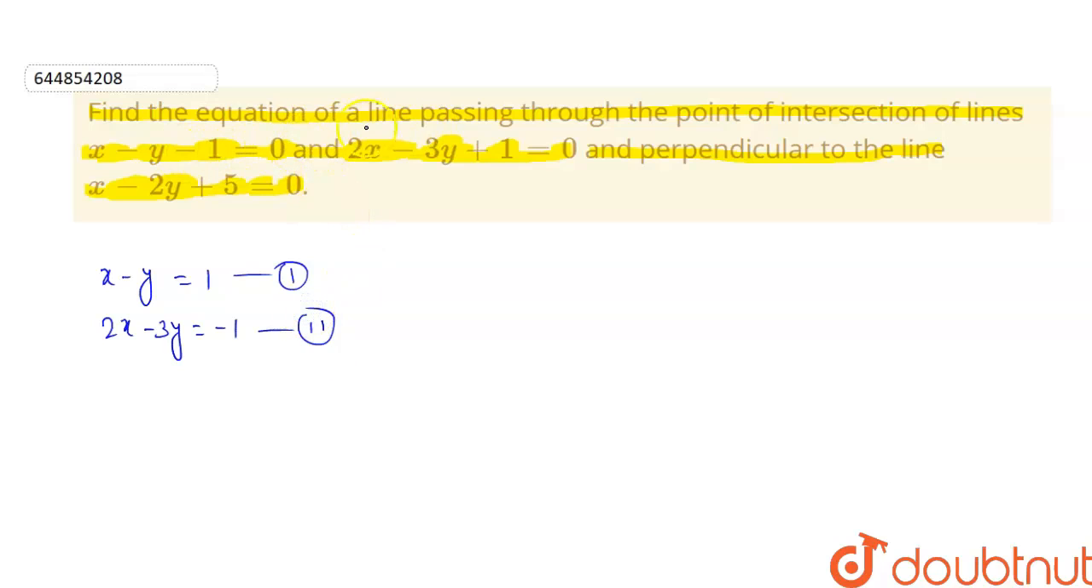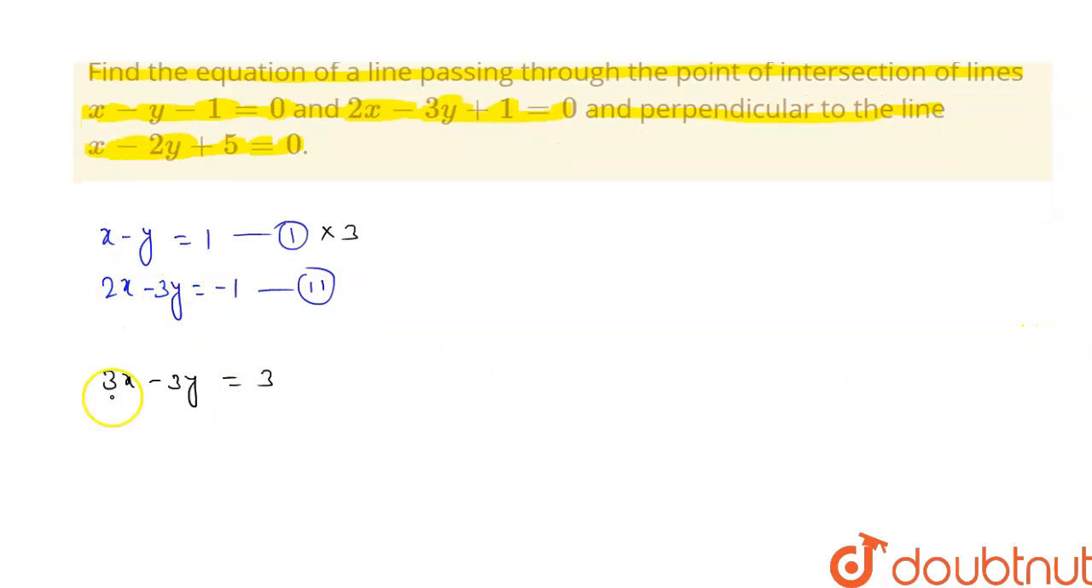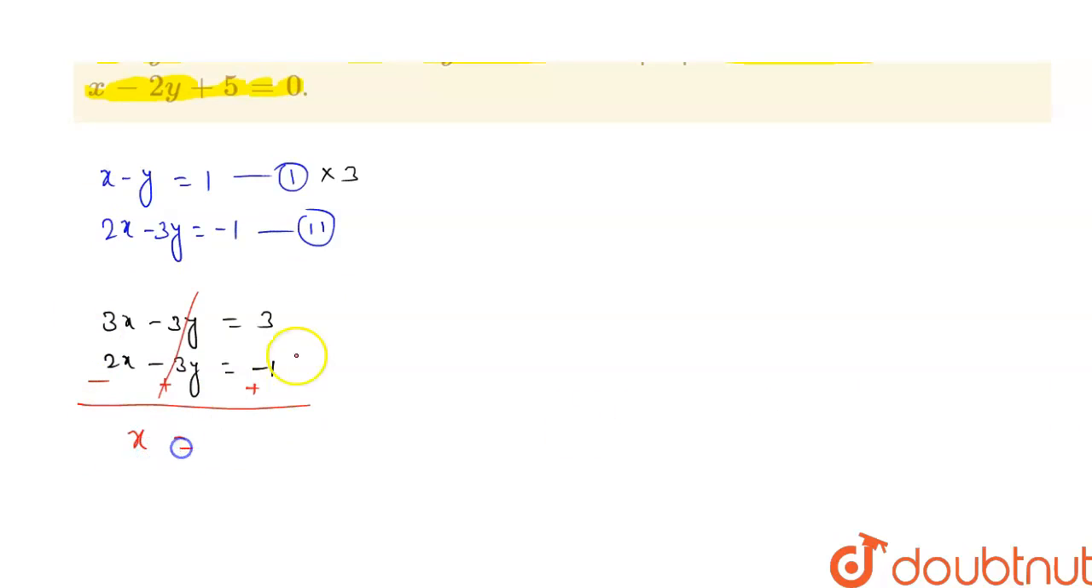We need to find a line which is passing through the point of intersection of these two lines. So first of all, we have to find the intersection point of these two lines. Let's solve these two equations and we will get x and y. Multiply by 3 in the first equation, you will get 3x minus 3y is equal to 3. The second equation will be as it is, 2x minus 3y is equal to minus 1. Subtracting, the y terms cancel out. 3x minus 2x is x, and x will be 3 plus 1, which is 4.